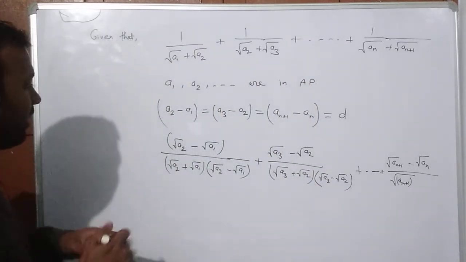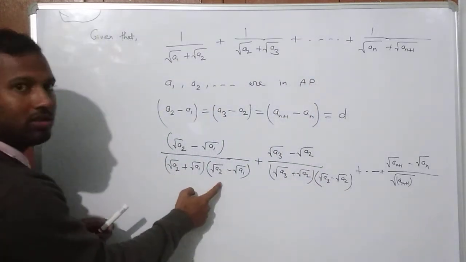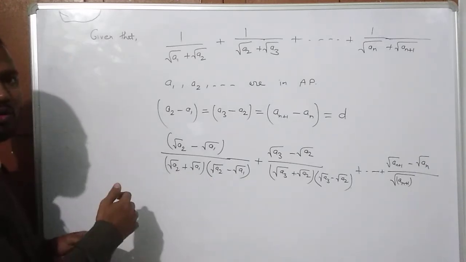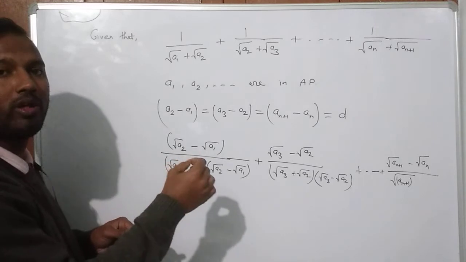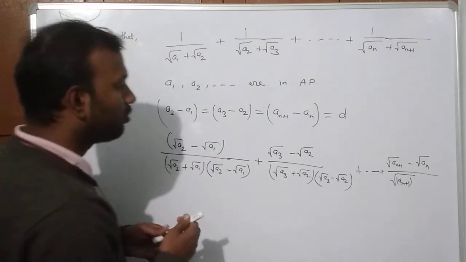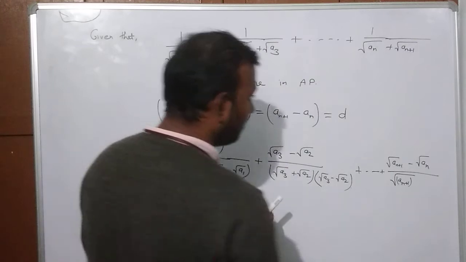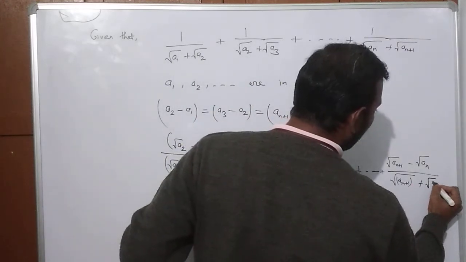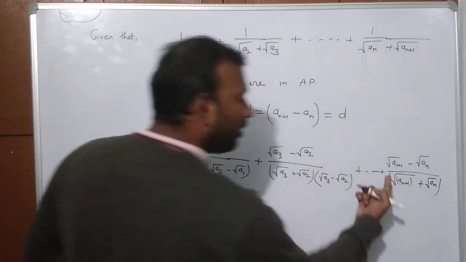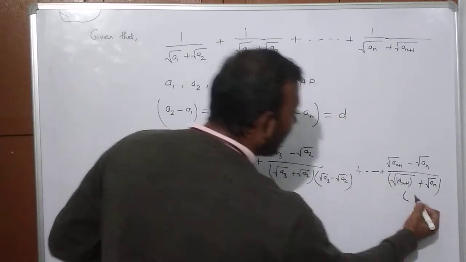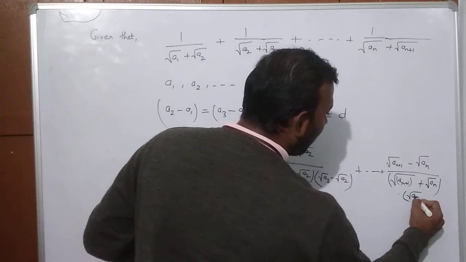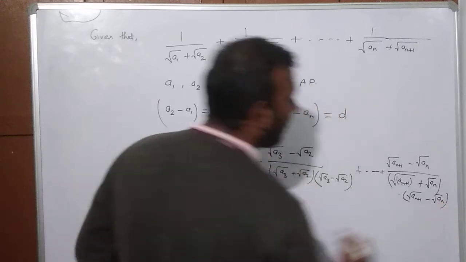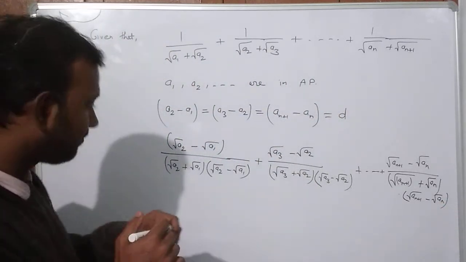Okay, just see here that if you multiply a plus b and a minus b, we can write it like a square minus b square, from the formula a square minus b square equals a minus b times a plus b. So directly we can write it here, but let me write plus under root a n. This is in one bracket, and in the second bracket we are multiplying with under root a n plus 1 minus under root a n. Okay, that is written there.